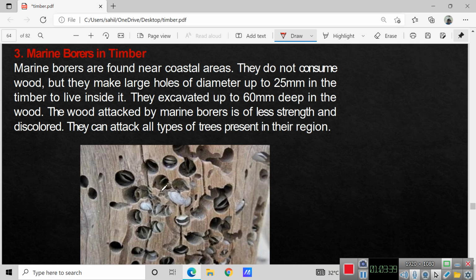So these are the holes made by marine borers, and they are mostly found near coastal areas. They do not consume wood, but they make large holes which have diameter up to 25 mm, and they can go up to a depth of 60 mm inside the wood.